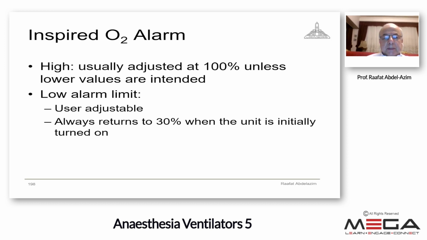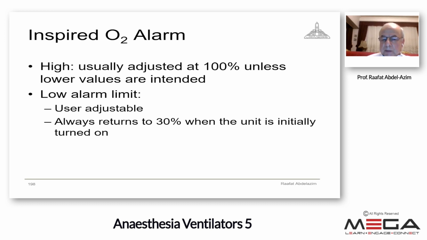We have alarms for inspired oxygen, high and low. Any alarm limit has its upper and lower limits. For oxygen, we have the high limit usually adjusted at 100%, unless lower values are intended, like ventilating neonates, especially preterm. We don't like to give 100%. Of course, everybody knows that. And we have to adjust the limit to 50% or 60% according to the case. Low alarm limits are adjusted and can be user adjustable, or in modern ventilators, the default is 30%.